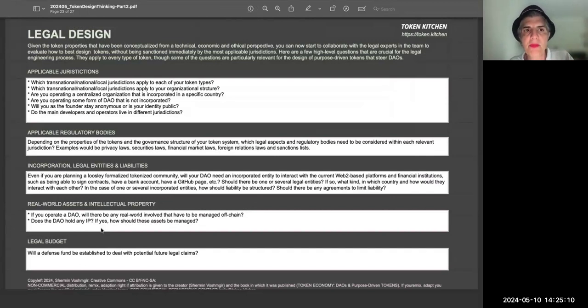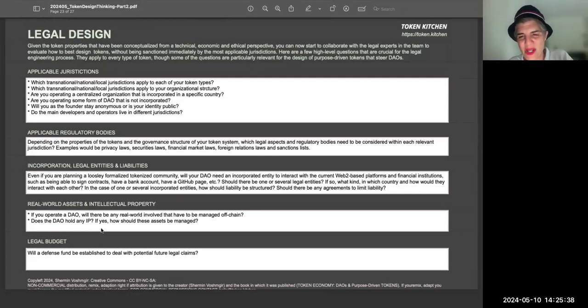Next, per token you're designing are the legal design questions. I'm reading this out loud. The first question is applicable jurisdiction. Which transnational, national, local jurisdictions apply for each of your token types? The same question: which transnational, national, local jurisdictions apply to your organizational structure, right?